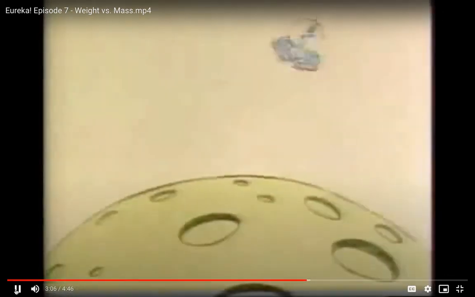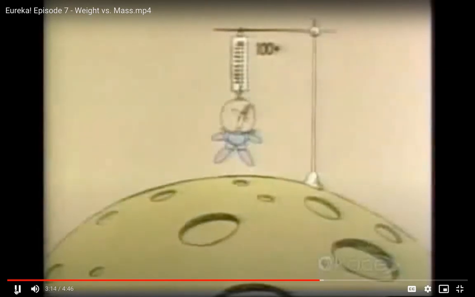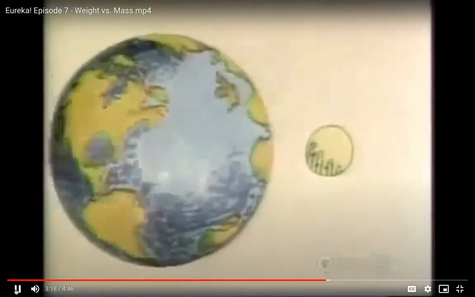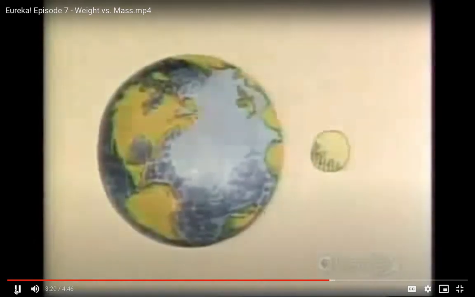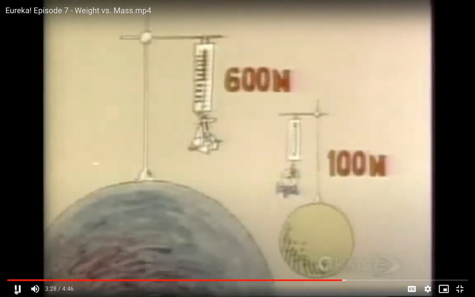It doesn't feel as if you weigh so much here, does it? Let's see how many newtons are pulling you down on the moon. Only 100. Why is that? Because the moon is much smaller than the Earth, and therefore has much less mass. So its force of gravity is also much smaller, only 1/6 that of the Earth, in fact. This is why your weight on the moon is only 1/6 of your weight on Earth.